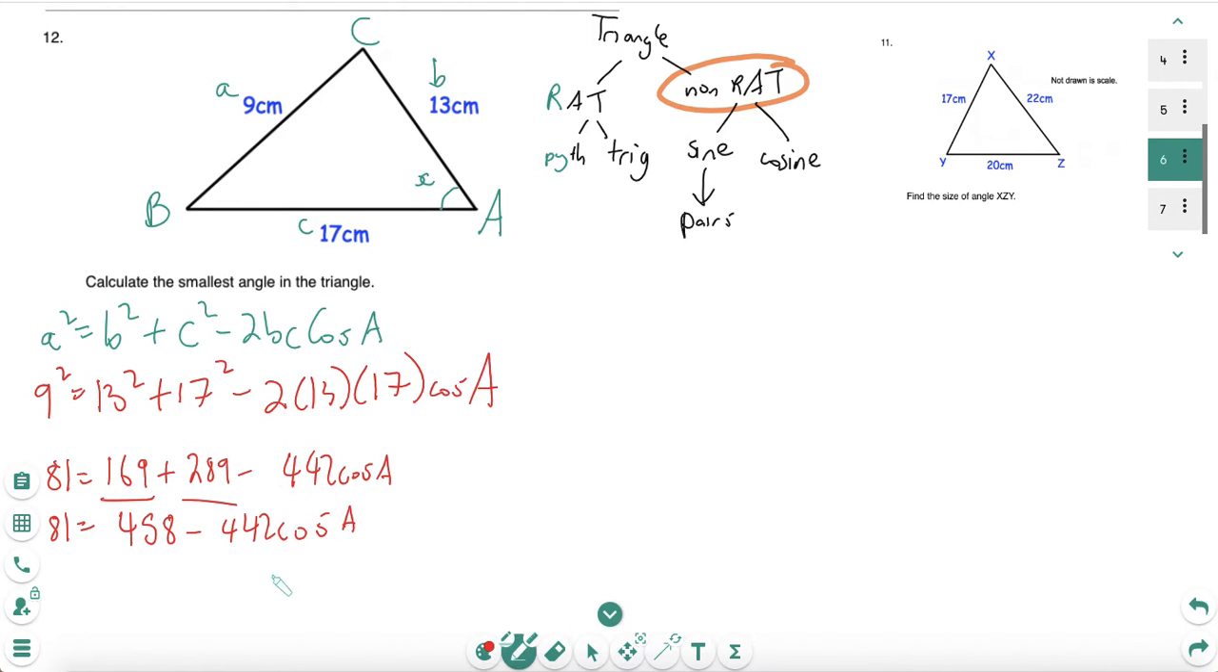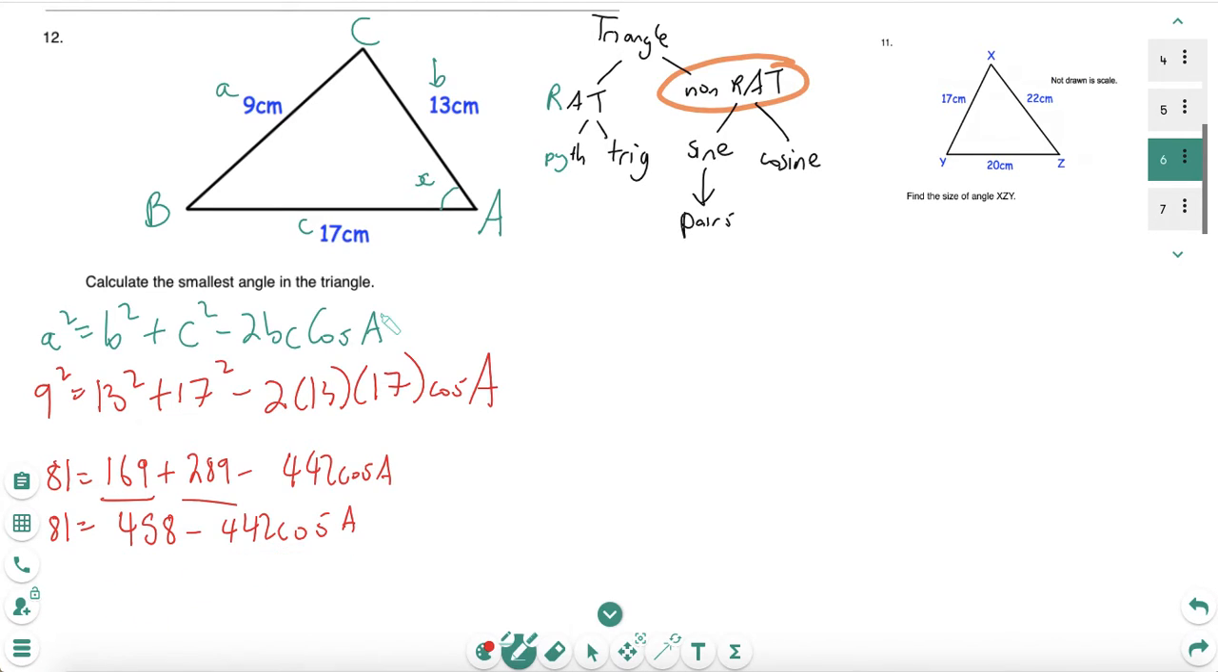As before, don't make it a classic example of subtracting 458 by 442 because these aren't like terms. This is a number term. This is a cosine A term. So you do not want to write 458 minus 442 is 16 cosine A. That will be wrong. What you're going to do now is we're going to use a little bit of algebra.